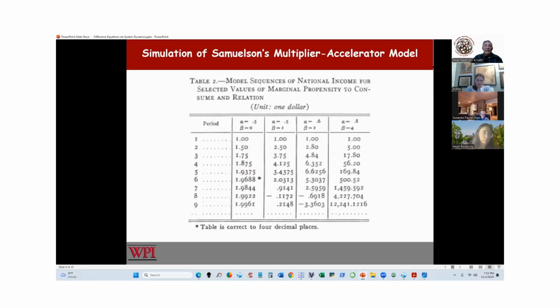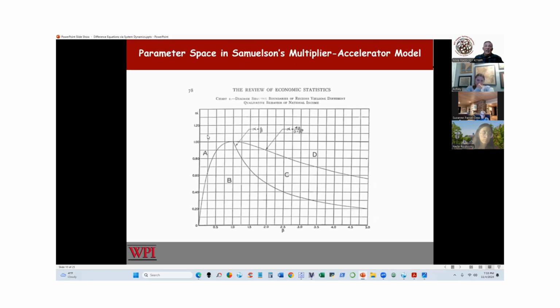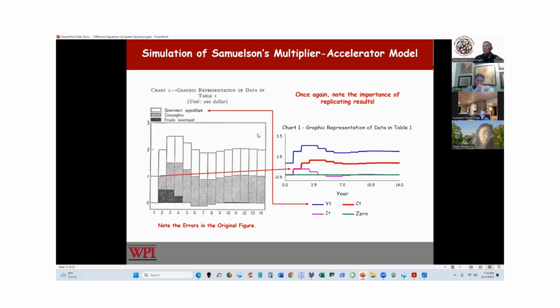Now, Samuelson in his original paper presents different runs where he says, if you make alpha and beta these different values, here's what you get. He gives you literally the numbers. There are regions where, if you change these values, you get different behaviors. So you can test to see if that's entirely true. If alpha is equal to 1 over beta, you're right on this line here and so forth. You get different behaviors, and he tells you in the paper what they are.